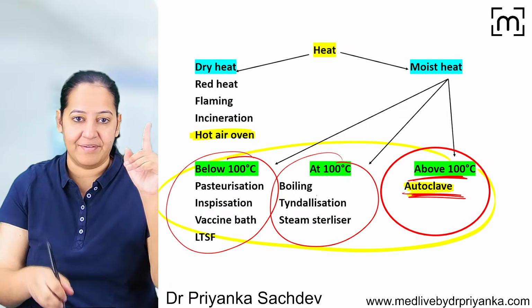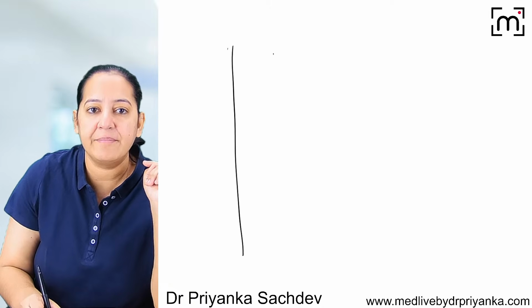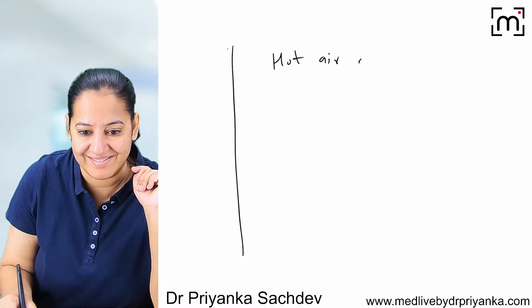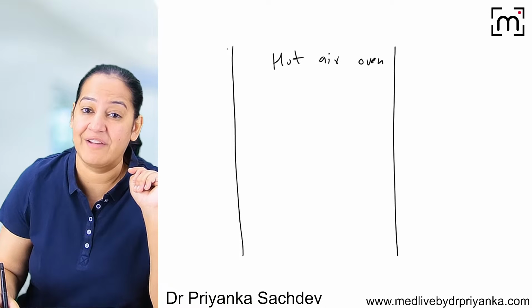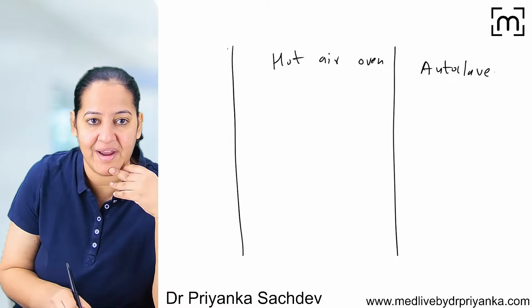So let's compare hot air oven with autoclave. One is dry, one is moist. So you have to tell me 5 things of each of them. Okay, so here I'm taking hot air oven, and here I'm taking autoclave. You get maximum MCQs on these 2, because they are the best methods in the dry and the moist heat.